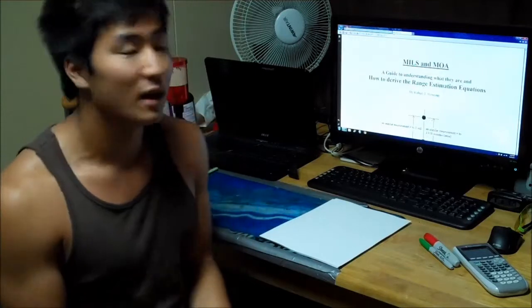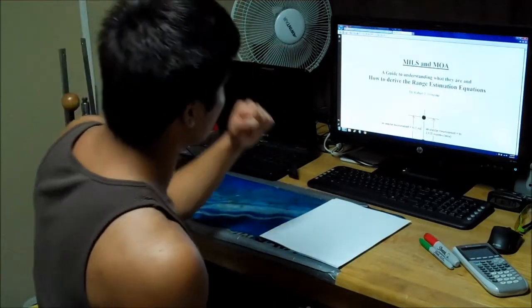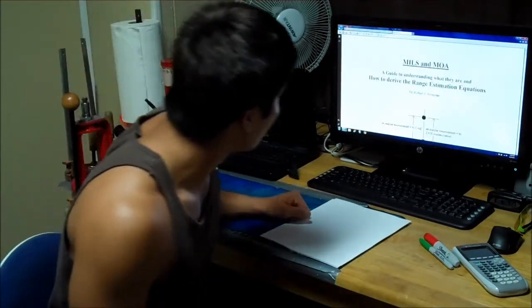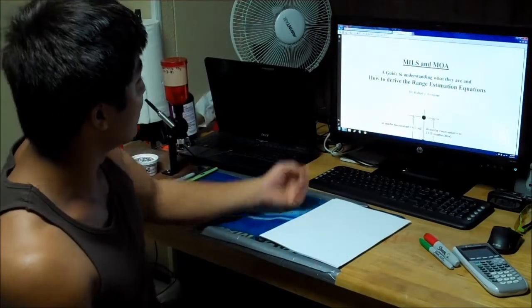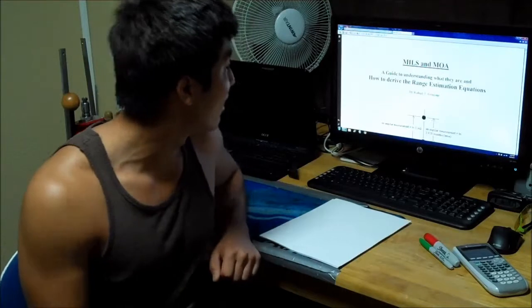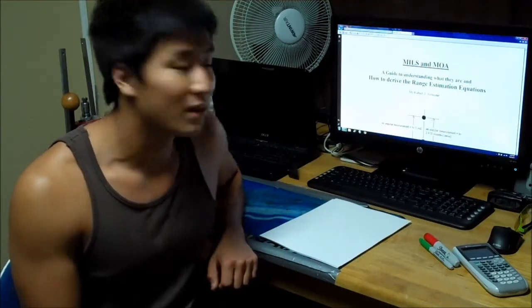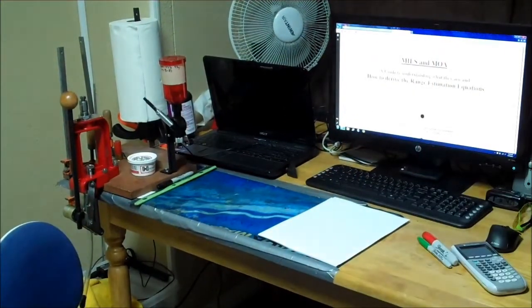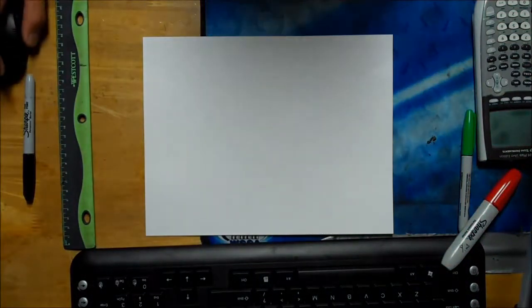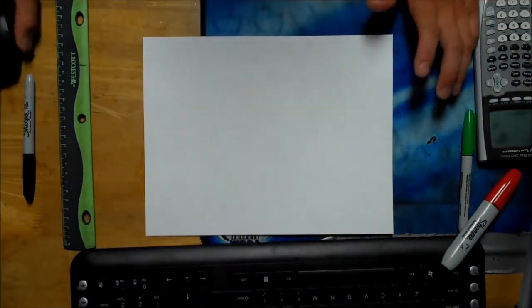So today I found this fantastic document by Robert J. Simon, and it's a guide to understanding what they are and how to derive the range estimation equations. So, on to the topic now with mils and minutes of angles, but this one's just going to be mostly about mils.